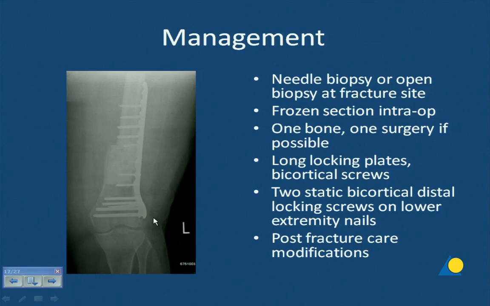Unfortunately, she had so much bone loss at her lower diaphysis that it really was not possible to do a retrograde nail without shortening her significantly. Because we opened at the fracture site, we opted for locking plate and for cement. But certainly a retrograde nail with less bone loss, and even opening to add cement around that retrograde nail, would be a good choice. We use long locking plates with bicortical screws, and we use two static bicortical distal locking screws on lower extremity nails.